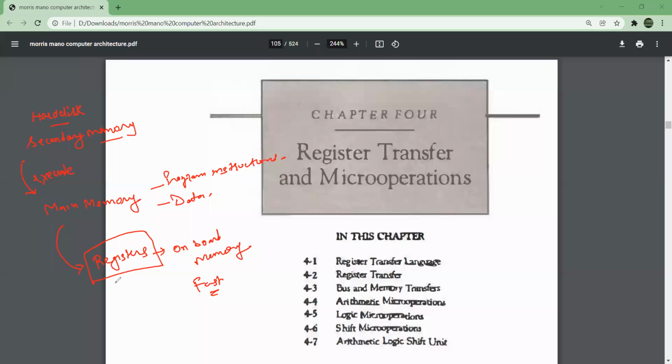I hope this little concept is understood, and that is why we are going to study what is the meaning of register transfer, micro operations, and what kind of register transfer language we use to denote the various operations. So this is the objective of this lecture today.